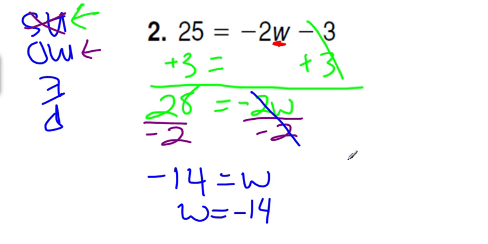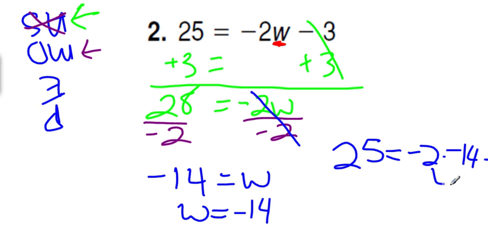We can check this if we say 25 should equal -2 times -14 minus 3. That's a lot of negatives. Wait, did I do that right? Yeah, okay, that's good. Okay, so -2 times -14 is 28 positive. 28 minus 3 is, you guessed it, 25.